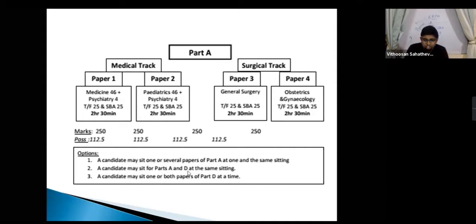Altogether, there are 50 questions and you have to sit for a 2 hours and 30 minutes paper. Understood? So here, if you look at medicine and psychiatry, altogether 50 questions: 25 SBA and 25 true false. We had 2 questions on psychiatry in SBA and 2 questions in true false. In other words, out of the 50, we had 4 questions in psychiatry in the medicine paper. So 46 medicine questions plus 4 adult psychiatry questions.